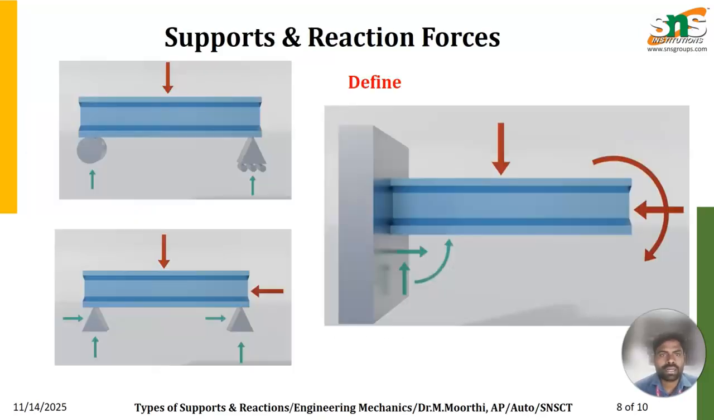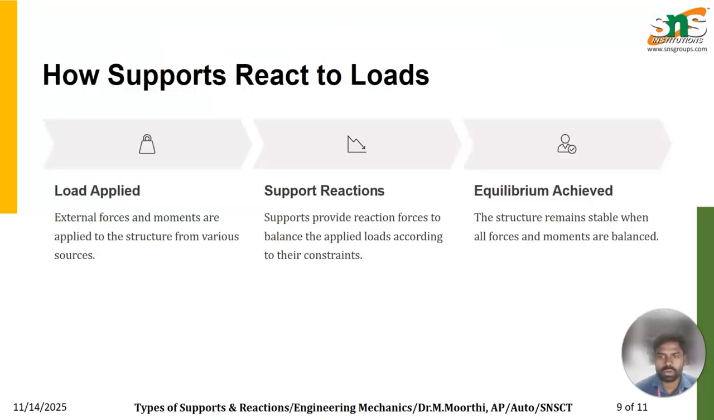And here are the supports and their reaction forces. The first one is the roller support, the second is the hinged support, and the third is the fixed support. As I said earlier, for the first one we have only one reaction, since it is a roller support. The second one is the hinged support, so we have horizontal and vertical reactions. And the third is the fixed support, so we have horizontal, vertical and rotational reactions.